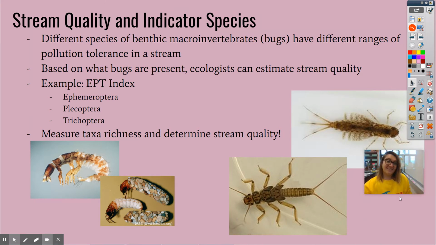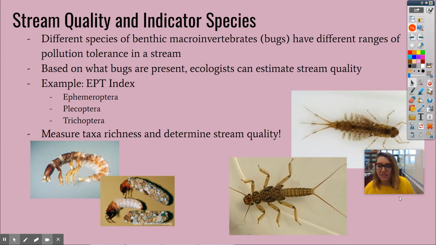This is what I actually did my research on when I was in college. I used benthic macroinvertebrates, which just means bugs that live in water. Different species of those bugs have different ranges of pollution tolerance in a stream. So based on what bugs are present, ecologists can estimate stream quality. When I was doing this in college, we used what's called the EPT Index, which is a pretty commonly used index for stream health.